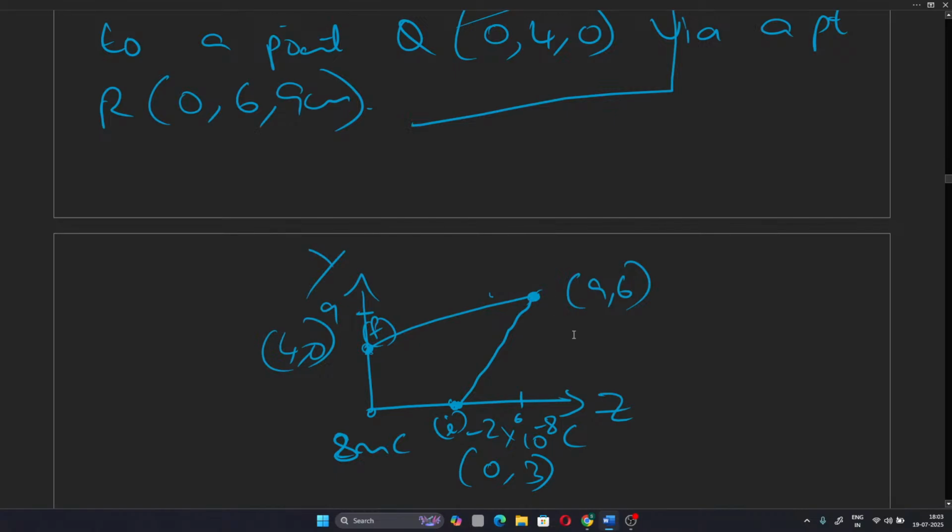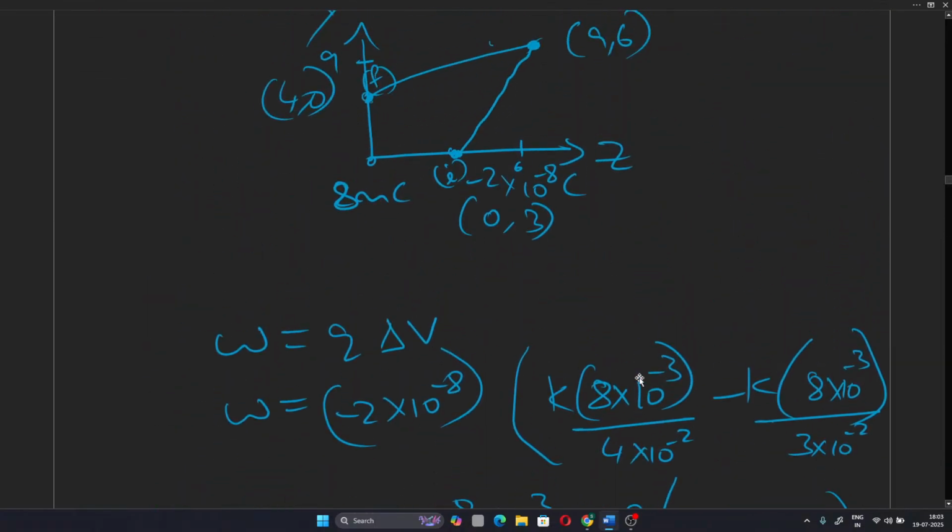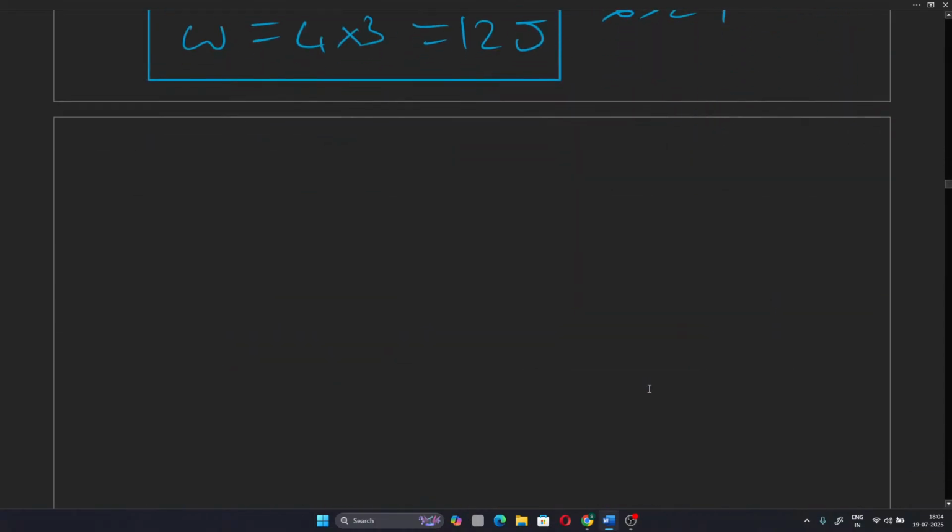The point we go via is basically just for confusion. The only formula we need to know here is this formula and the potential formula. Okay, let's go to the next question.